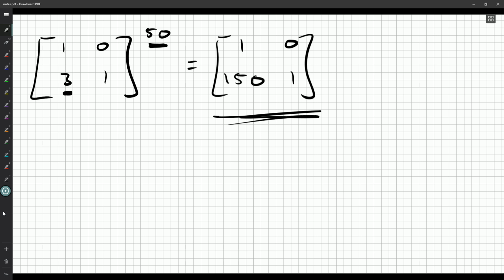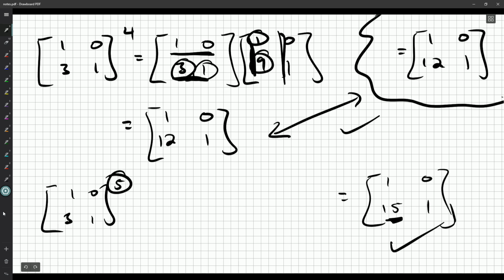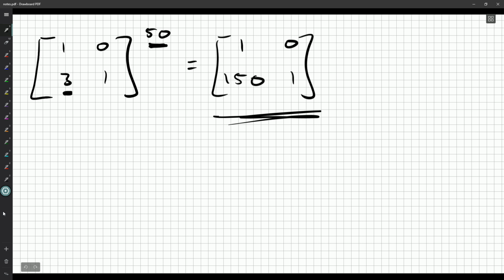And based on understanding how to do matrix powers, that gave us enough information to then start looking for our pattern. And once we had our pattern and confirmed it, we were able to answer the full question.